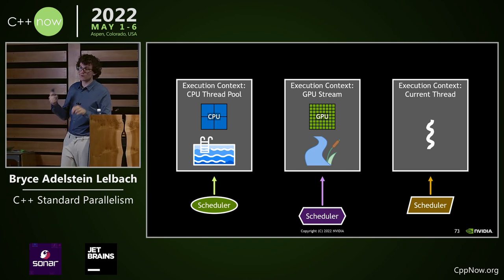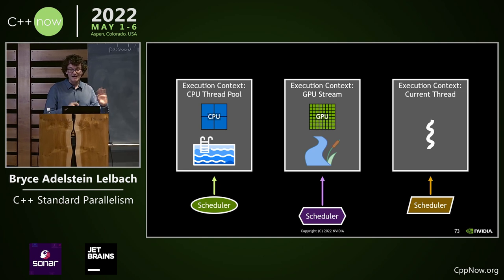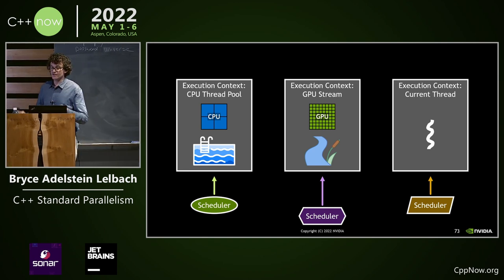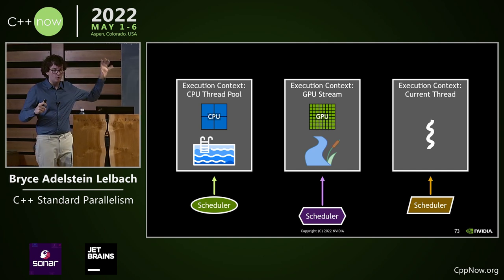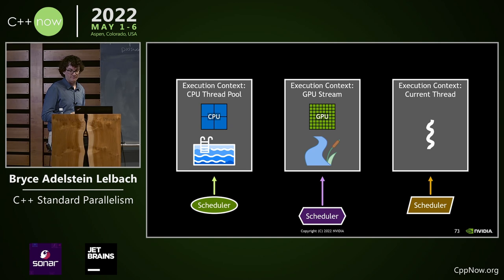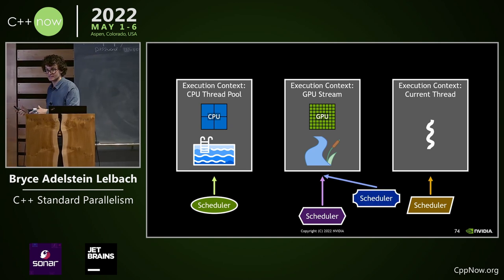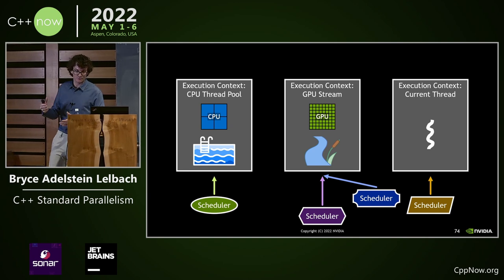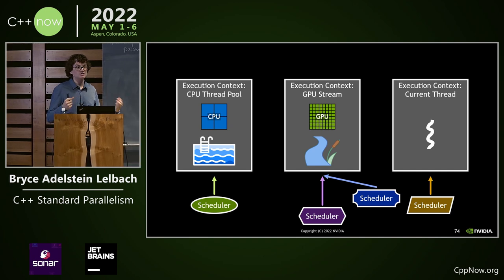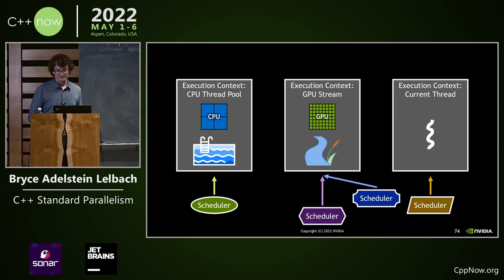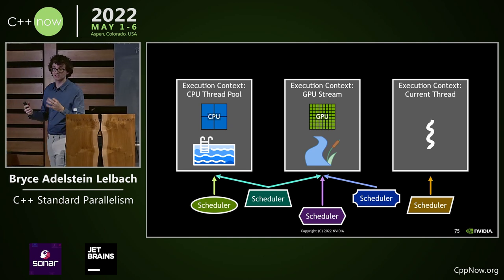Schedulers represent a strategy for submitting work to execution contexts. They are lightweight, non-owning handles to contexts. They're cheap to construct and pass around. The execution context is supposed to hold all of the state. Multiple schedulers may refer to the same execution contexts, including multiple different kinds of schedulers. For example, you might have two schedulers that submit work to the same execution context, but with a different priority. You might even have a scheduler that dispatches work to multiple different execution contexts.